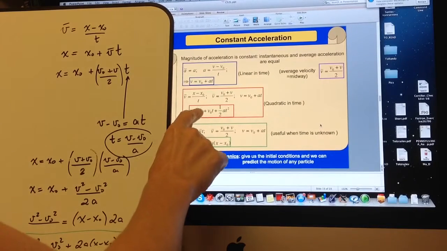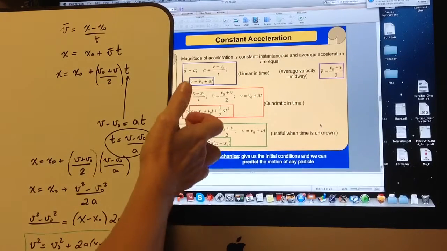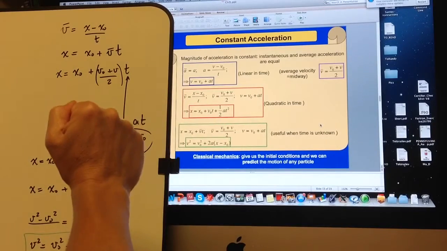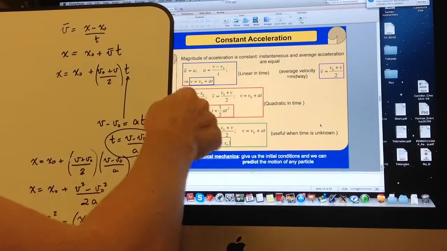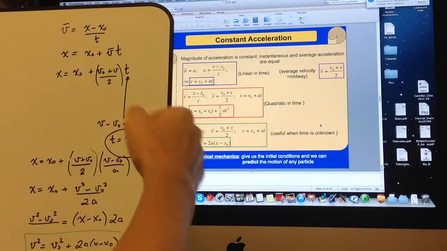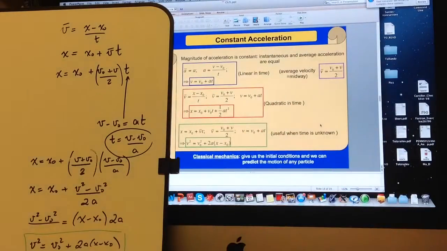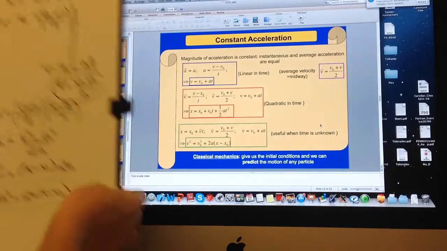If we give the initial conditions, that is, if you give the initial position and the initial velocity, we can predict the future. We can say what is going to be the final velocity of the particle, what will be the final position of the particle, and so on.